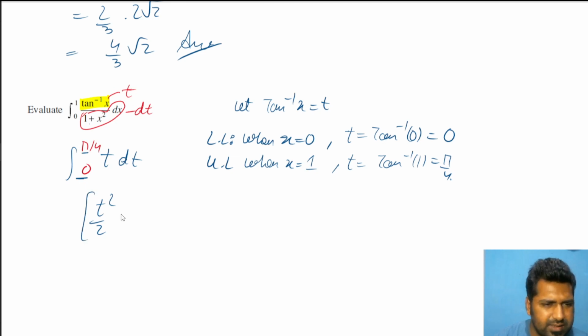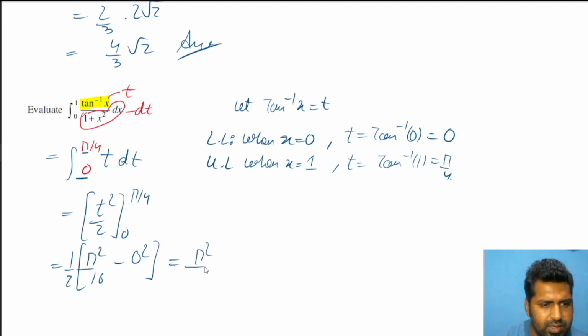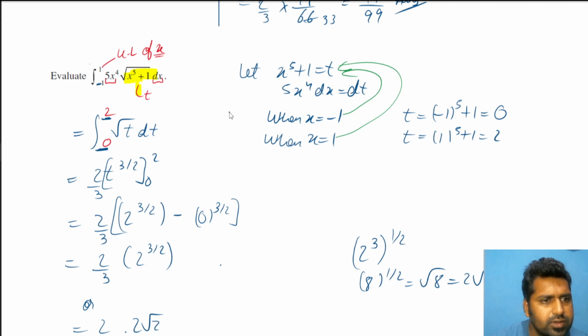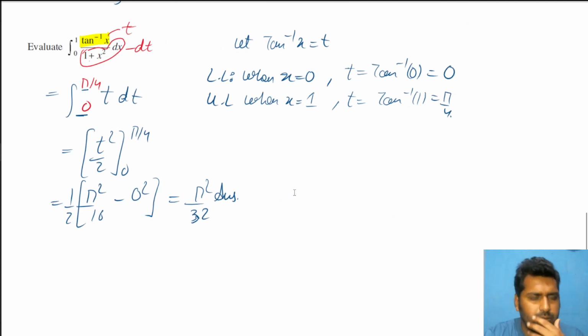I think that makes it very simple. Now 0 to pi by 4. I don't have to get back to the x and then put this limit. I can directly solve this. So I can take 1 by 2 outside, then pi square by 16 minus 0 square, basically 2 I have already taken outside, so that is pi square by 32. Okay, that's your answer. Here also we changed it: this was the lower limit first, then the upper limit we converted.